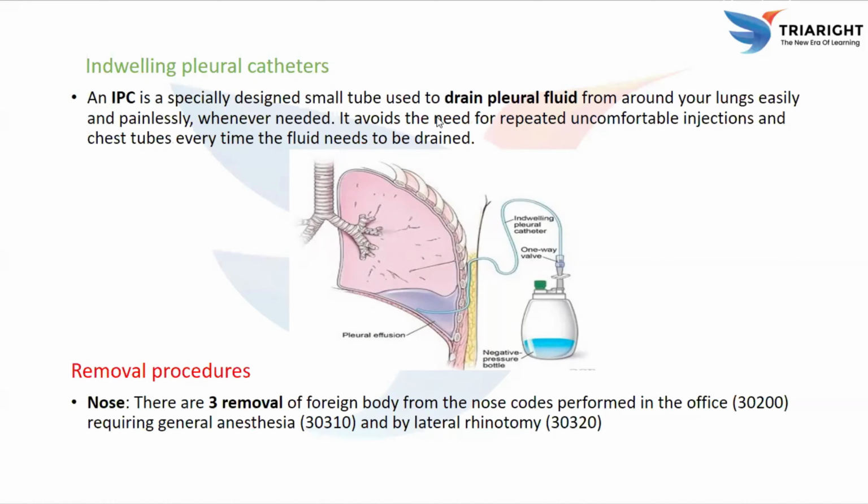So what are the indications for IPC? Recurrent pleural effusion, malignant pleural effusion, chronic effusion not responding to treatment, and patients not suitable for pleurodesis.